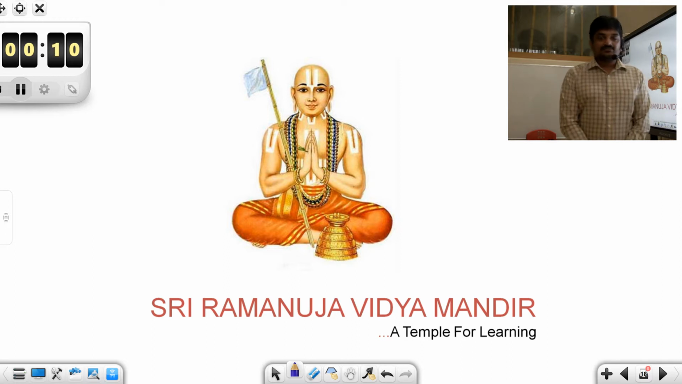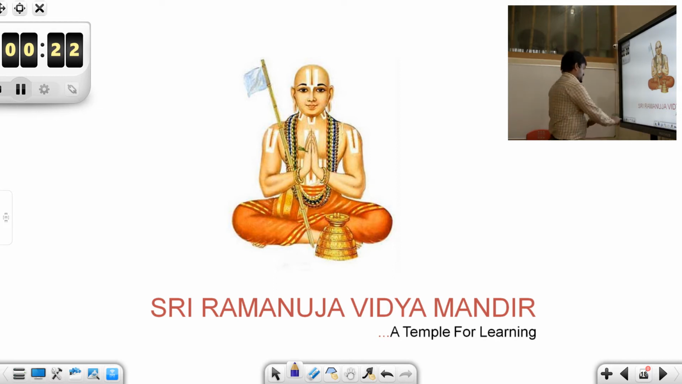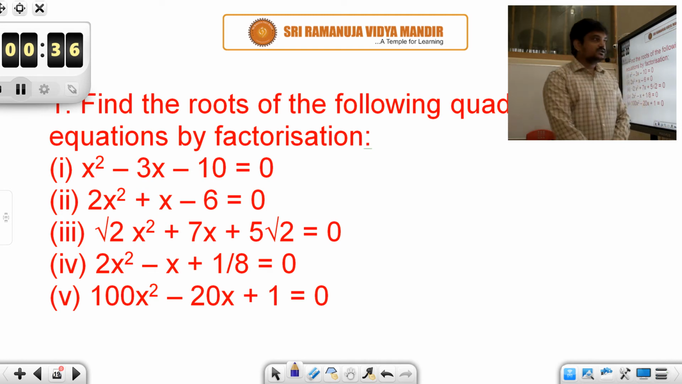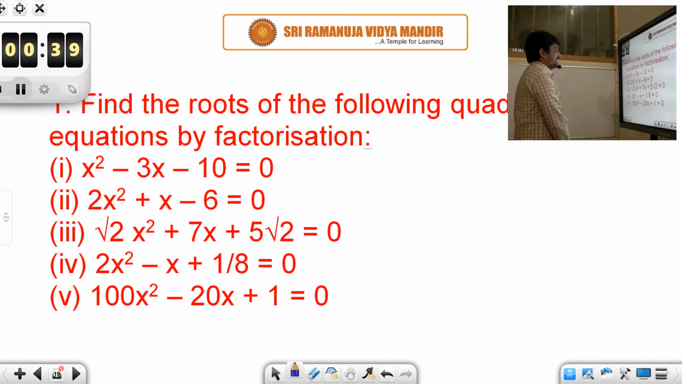So in our last class we were discussing the textbook examples on quadratic equations. So let's look at some more problems from your exercises. The question is, find the roots of the following quadratic equation by factorization. Students, we have already learned what is meant by the factorization method. So in this lecture, let's see examples of how to use this method of factorization.